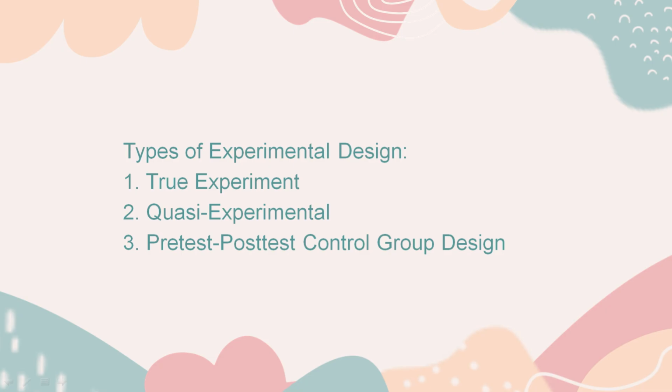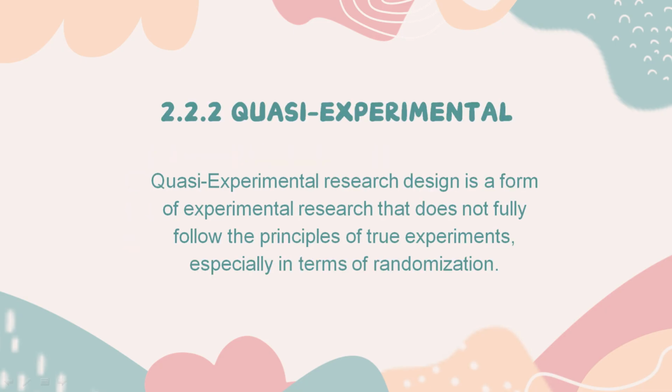Okay, the next slide is about quasi-experimental. What is the definition of quasi-experimental? Quasi-experimental research design is a form of experimental research that doesn't fully follow the principles of true experiment, especially in terms of randomization. So it does not follow all of the principles of true experiment. That is the difference between quasi-experimental and true experiment, especially in terms of randomization.